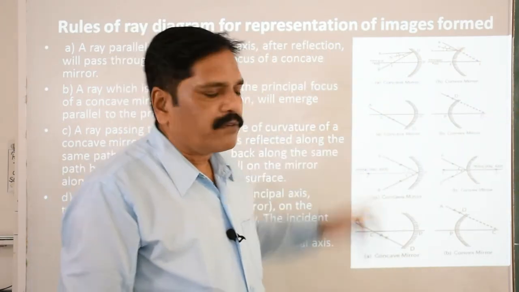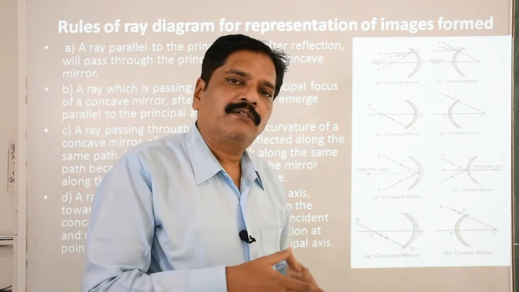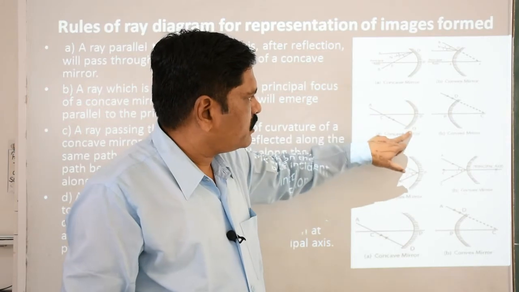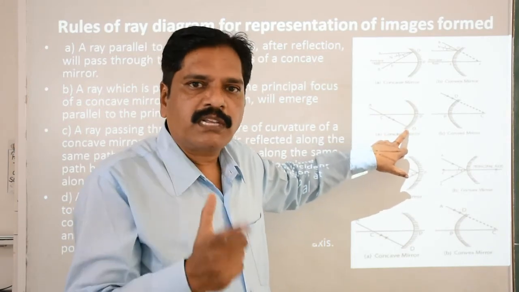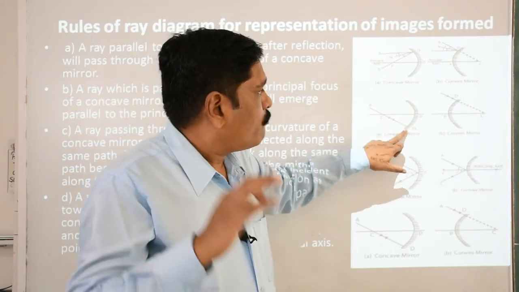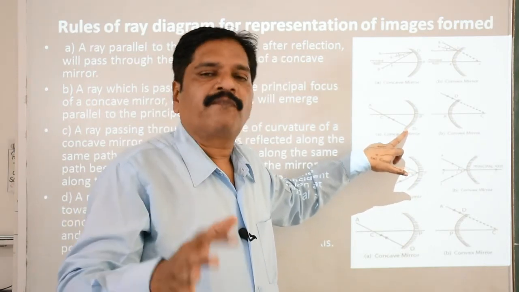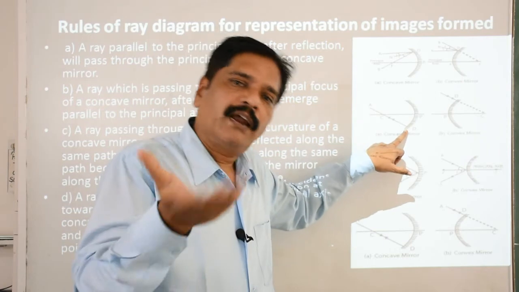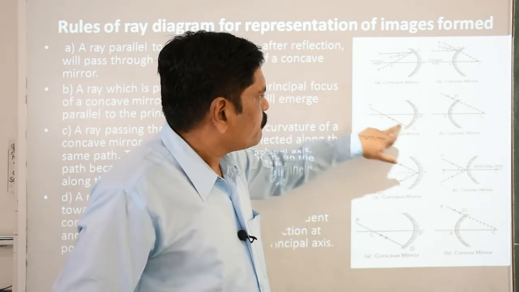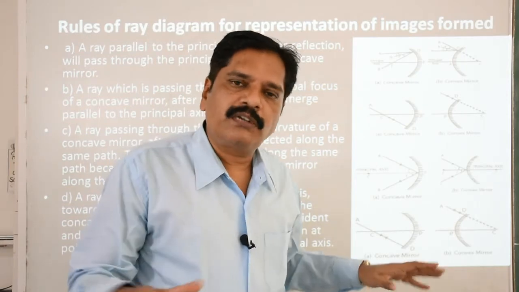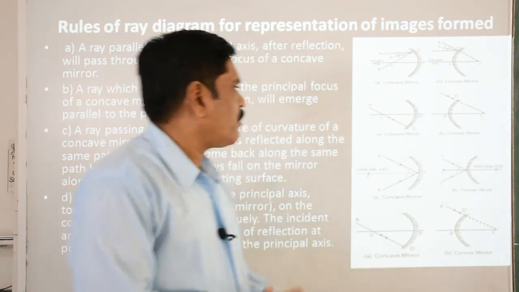Then the second one: when a light ray passes through the center of curvature and strikes the concave surface, what will be the angle of incidence? The angle of incidence will be 0, so what will be the angle of reflection? It is also 0. So the path of the incident and reflected ray will be the same. There is no dispersion, no deviation will be observed.